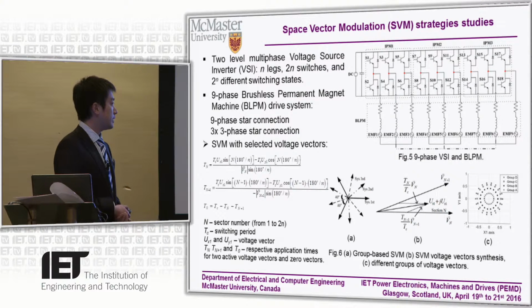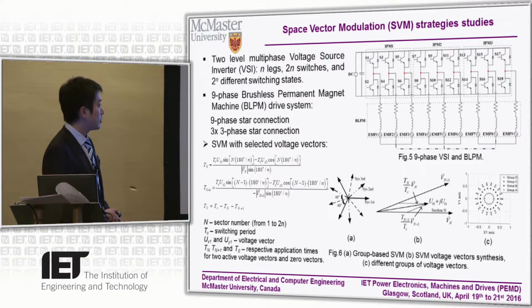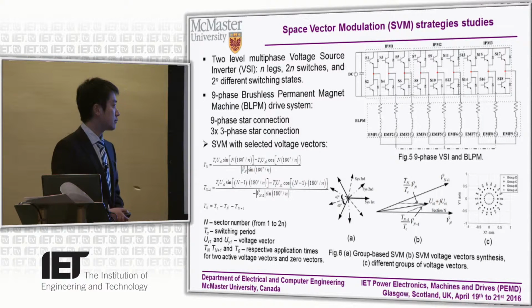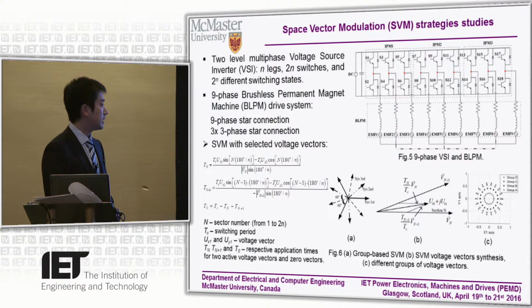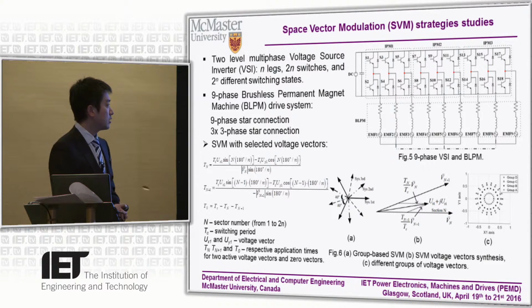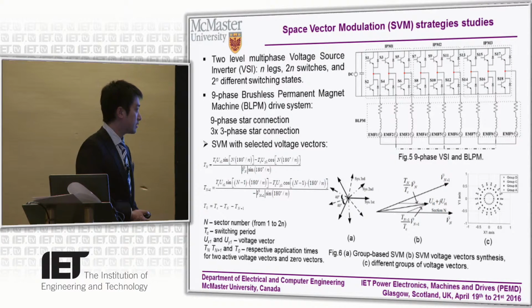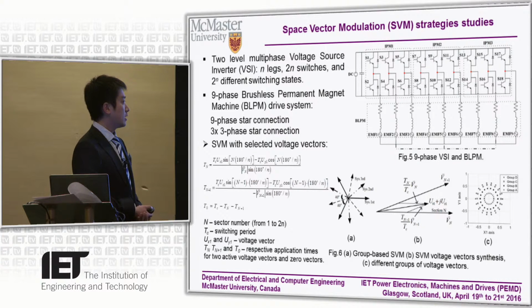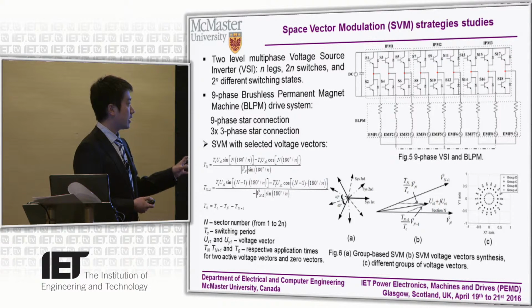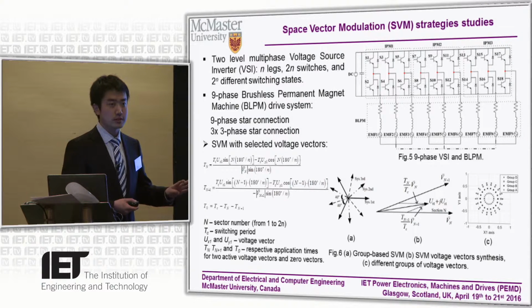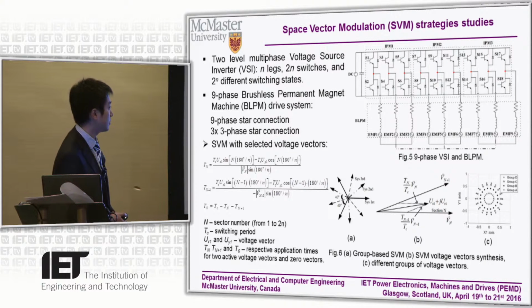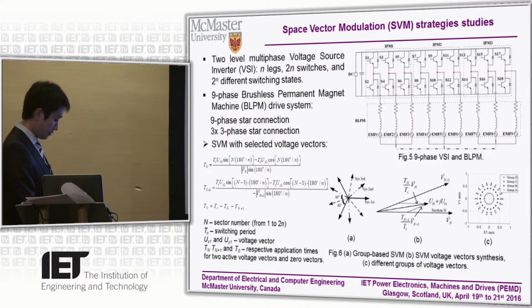Figure 6b shows the synthesized voltage vectors, and figure 6c shows the synthesized voltage vectors, which are categorized into 4 different groups in terms of their different magnitudes.